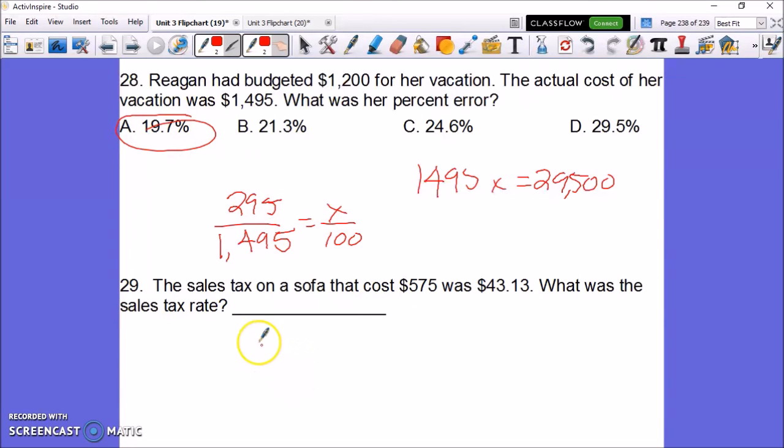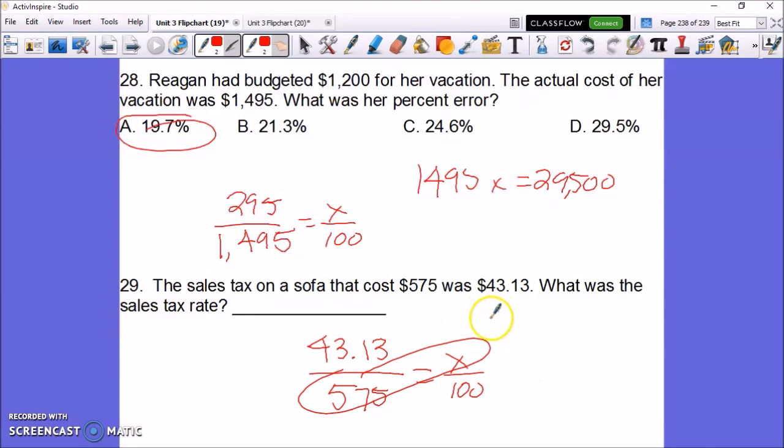All right, 29. The sales tax on the sofa that cost $575 was $43.13. What is the sales tax rate? So 43.13, because that's our part, and this is our whole, 575, is equal to x over 100. So we're going to cross multiply, and that'll give us 575x is equal to 4,313. Divide both sides by 575, and that gives you 7.5%.